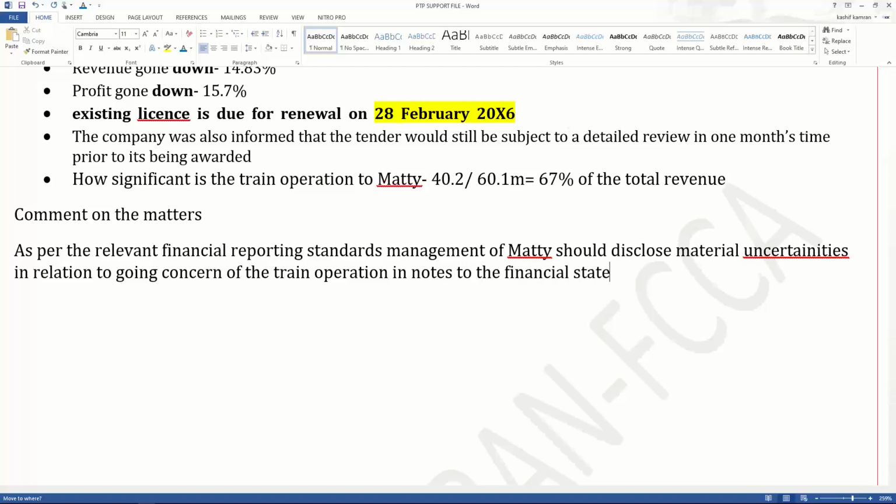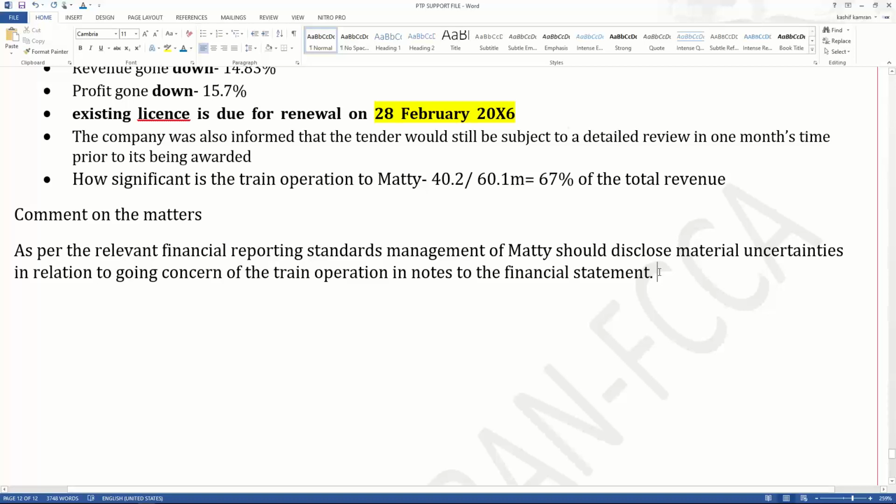I hope you all agree, IAS 1. I'm not naming IAS 1 here, but that is the requirement of IAS 1, presentation of financial statements, that you should disclose the material uncertainties relating to going concern in your notes to the financial statements. So is that the accounting treatment of IAS 1? That as per the relevant financial reporting standard, the management of METI should disclose material uncertainties in relation to the going concern of the train operation in the notes to the financial statements. So did we write the accounting treatment?